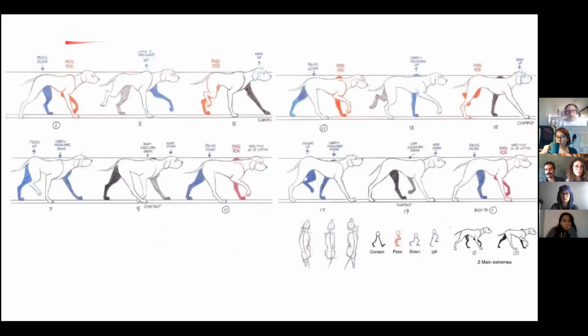So here we can see a full walk cycle of a dog.